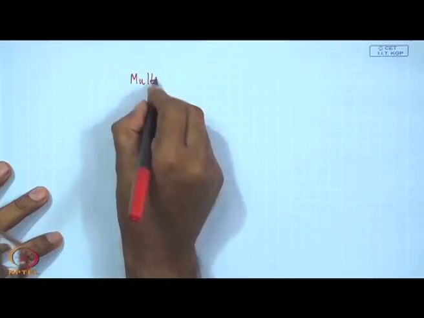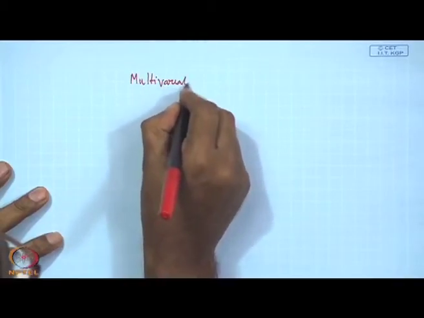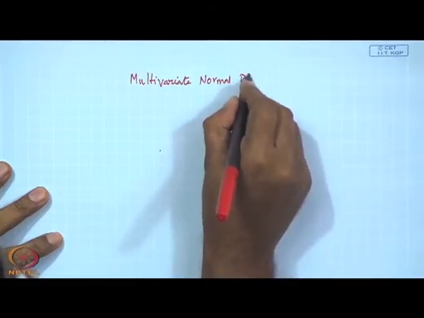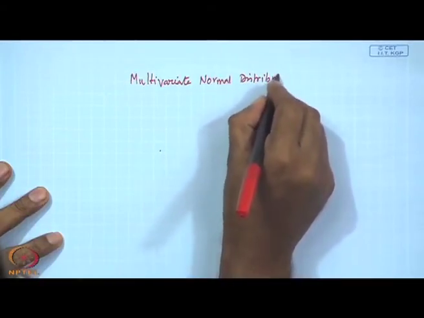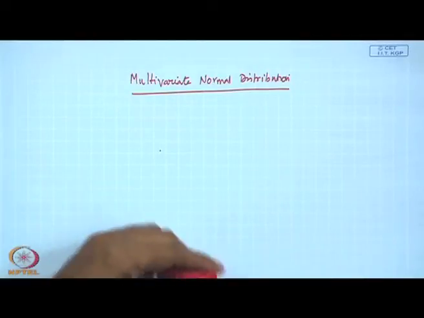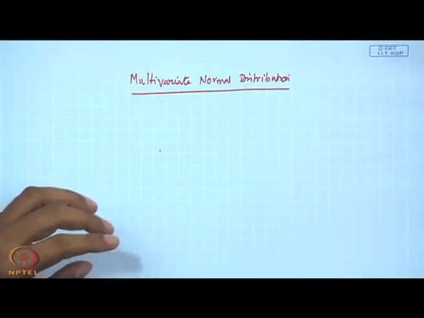Today we discuss multivariate normal distribution. Last class we have seen the univariate normal distribution.